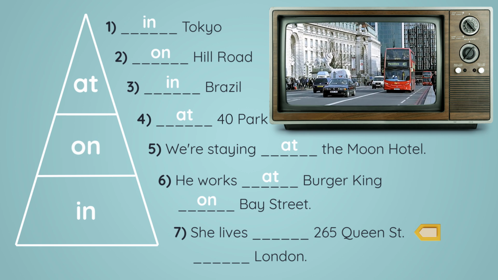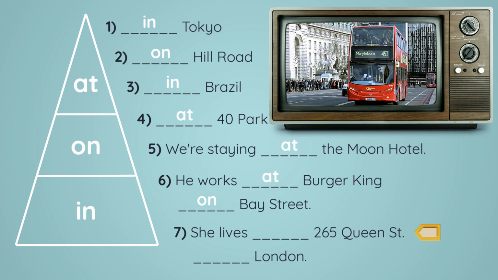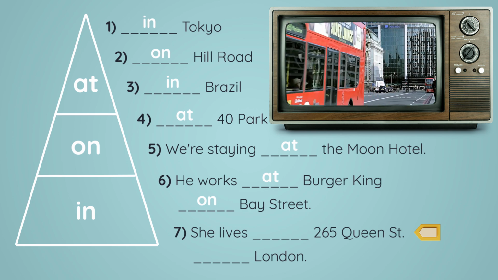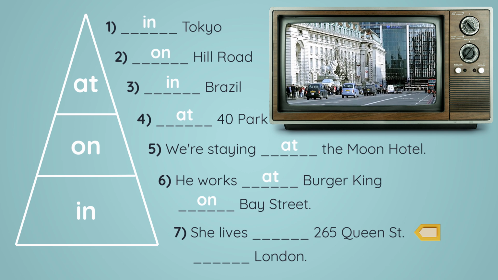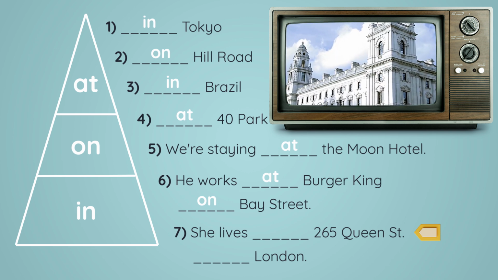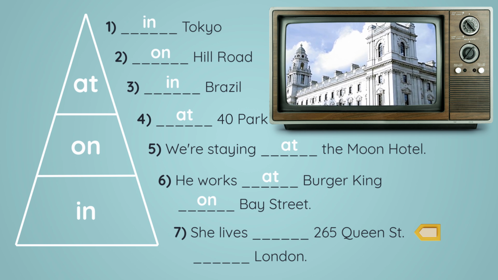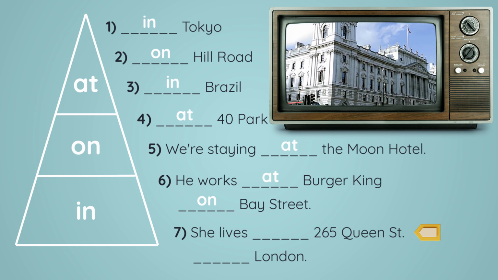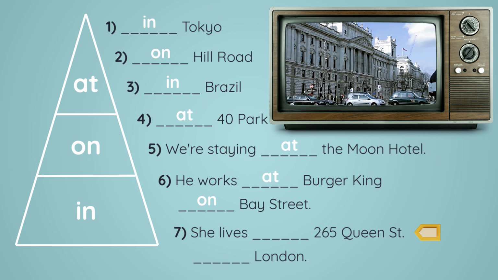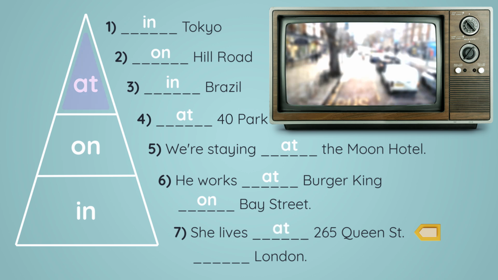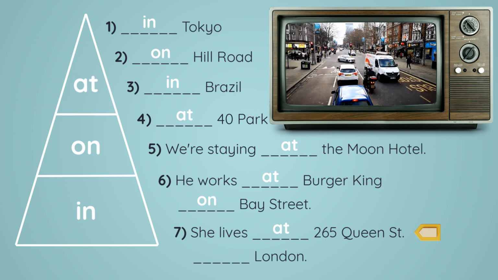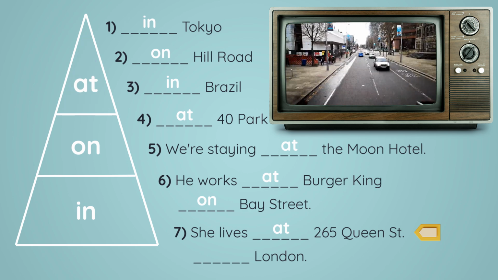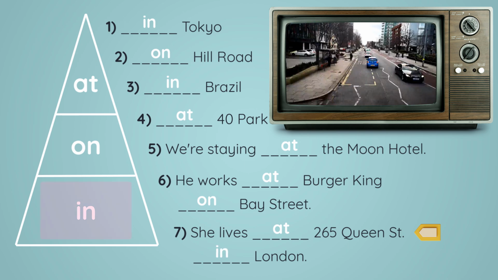Next, number 7. She lives, blank, 265 Queen Street, blank, London. Once again, we have more than one preposition. She lives at, very specific, at 265 Queen Street, and then London. This is a city, so we want to say in London.